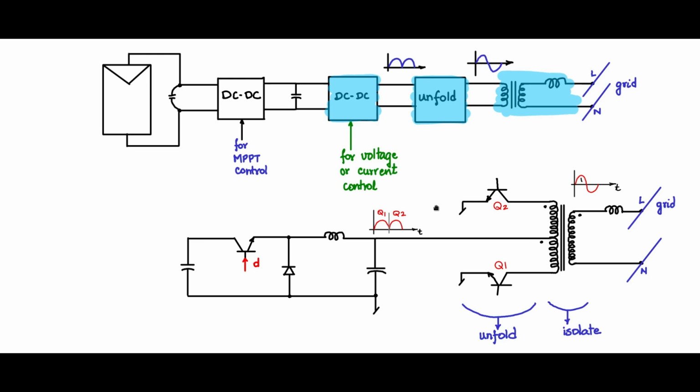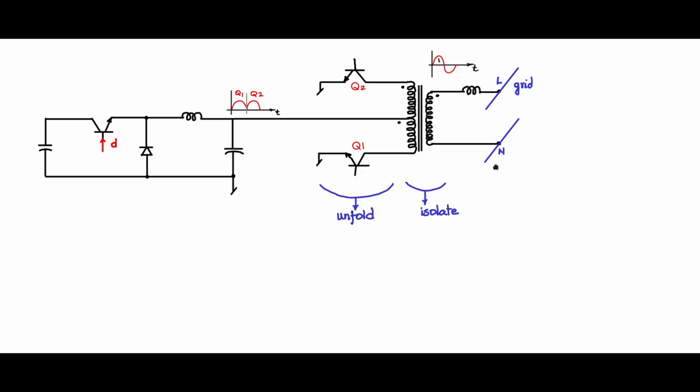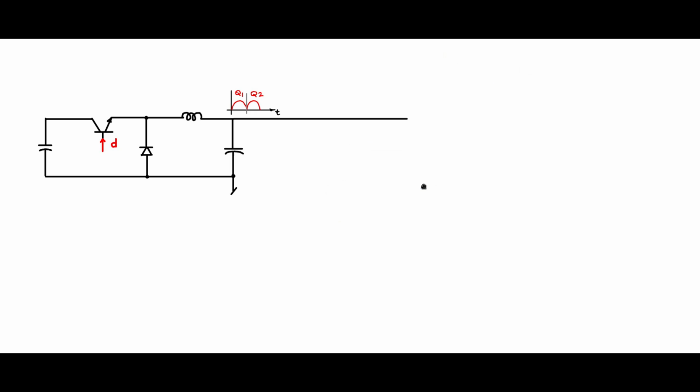This unfolding stage can be replaced with a bridge circuit, which is much more popular because the bridge stage is decoupled from the isolating stage. Here the push-pull stage is tightly coupled with the isolating stage. So let us have a look at that. I will remove this portion of the circuit and redraw it. Let me reduce this, and here I will use a full bridge stage which is switched at low frequency.